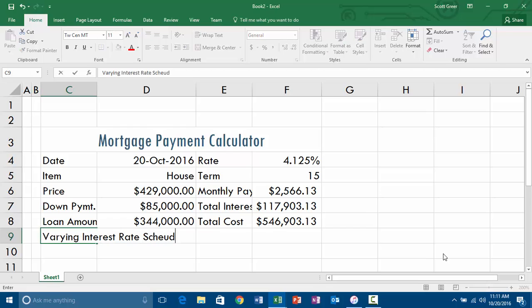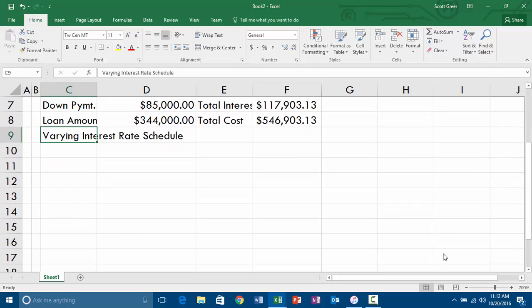So let's go ahead and go just below and type in here in cell C9, varying interest rate schedule. I'm going to just scroll down here a little bit.